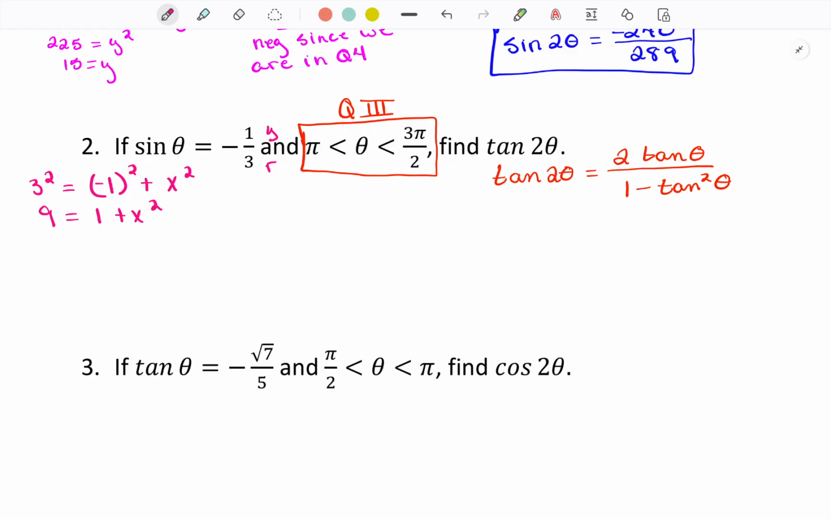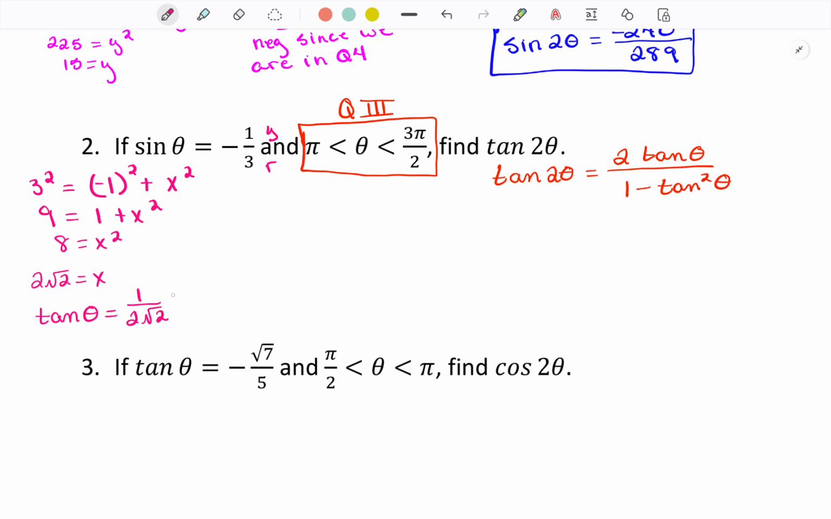So we are going to have to subtract the 1, which gives us 8. So 8 equals x squared. And so then when we take the square root, we're going to get 2 square roots of 2 equals x. So our tangent ratio is going to be y, which is 1, over 2 square roots of 2.